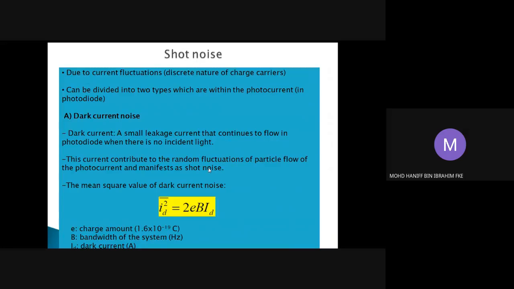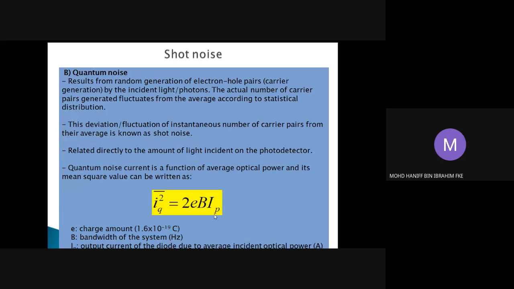And this is the equation for the shot noise current. Basically, this is the dark current noise. We have a relationship with the charge amount e, B is the bandwidth, and I_D is the dark current value. And this is the equation for the quantum noise current, similar to the dark current noise just now, but we have the relationship with I_P, which is the photocurrent value.